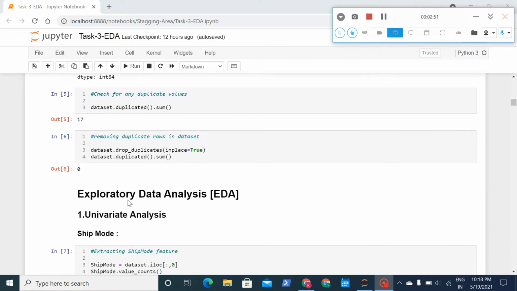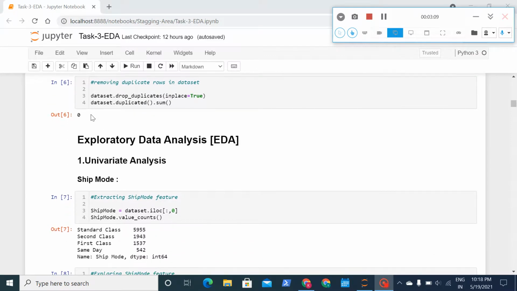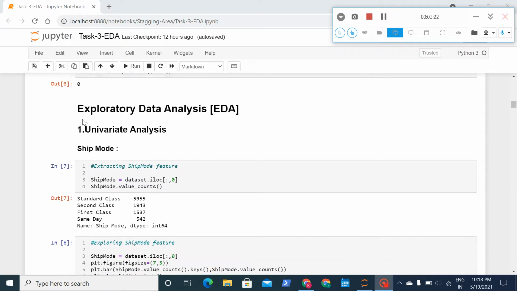And we next check for duplicates, that is, if there are any duplicate samples present in our dataset. Using the sum method, it adds up how many duplicate values are present in our dataset. It shows that 17 rows are duplicated, and we will be removing those duplicated rows using the drop duplicates method. Now you can see that after using drop duplicates, there are no duplicate elements found in our dataset.